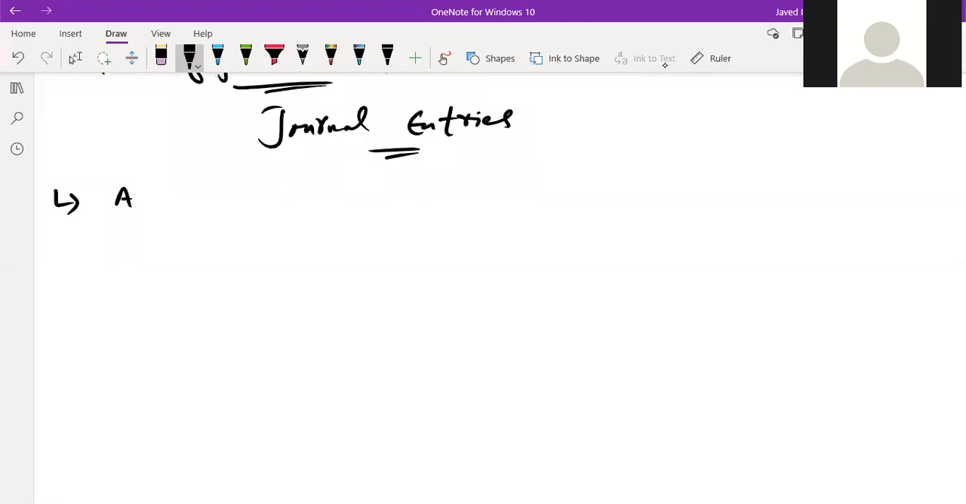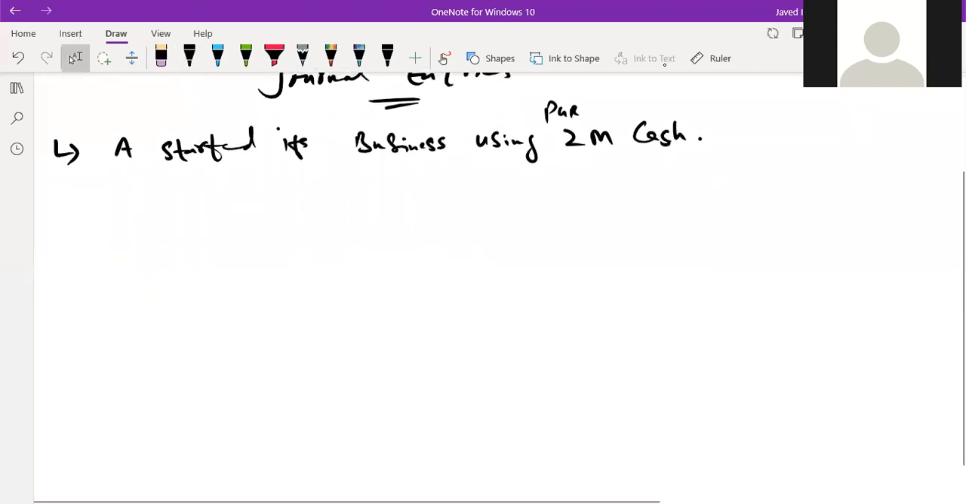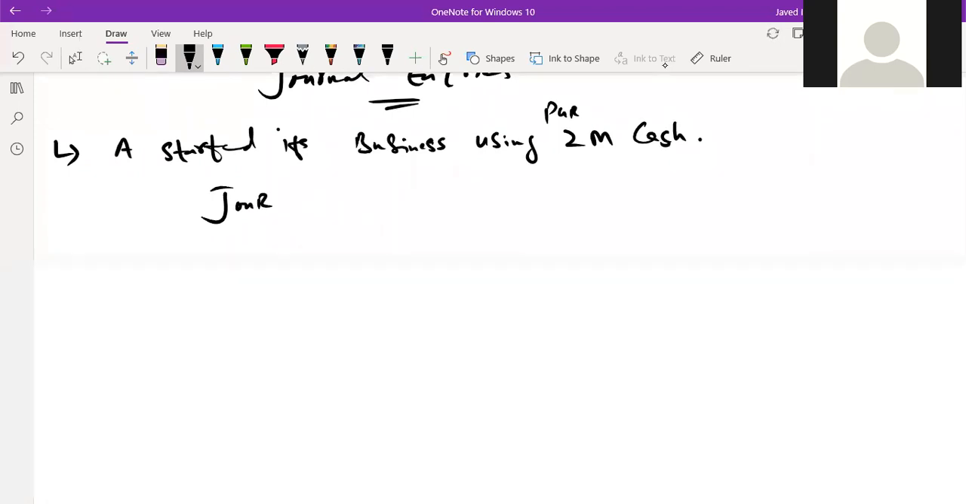For example, A started a business using 2 million cash. Let's make it PKR 2 million cash. What would be the transaction in journal entry in general for this transaction?